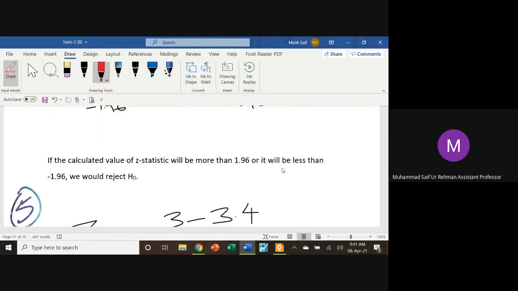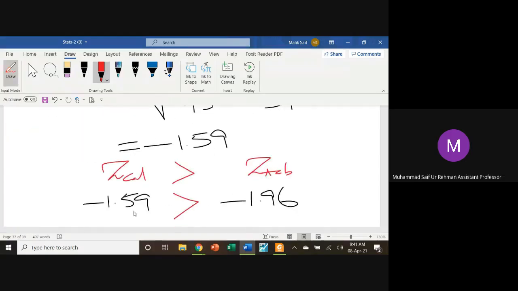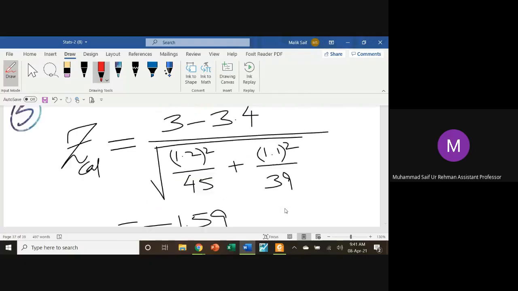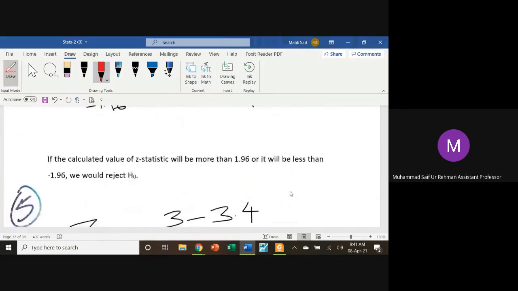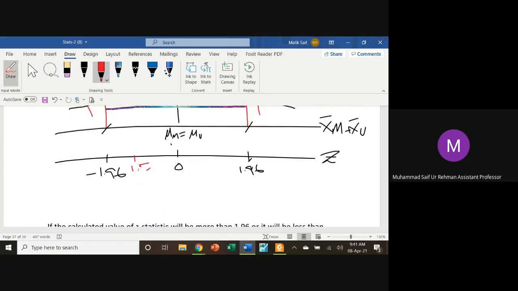So we were saying that if it is less than this value, minus 1.96, then we would reject. But in this particular case, it is more than this value. 1.59 with negative sign is more than this value. So it means that you are here. This value will be somewhere here. 1.59 will be to this side.